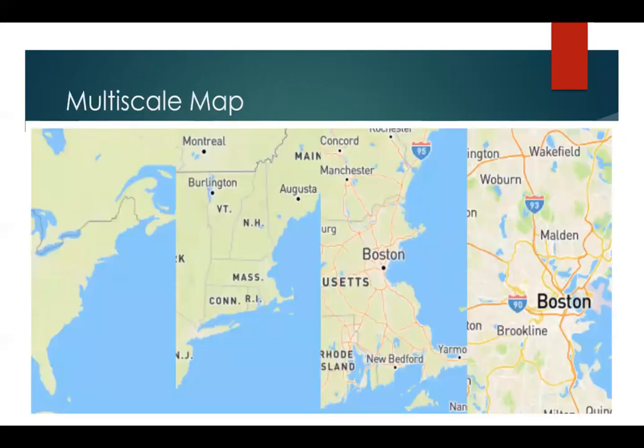This is a multi-scale map. The map on the left side is a small scale map. The map on the right side is a large scale map. These are from a multi-scale map, aka a map that has multiple scales. And this is pretty typical of most maps that you use on your phone or on the web. You can zoom in and get more detailed information, or zoom out and get broader information.